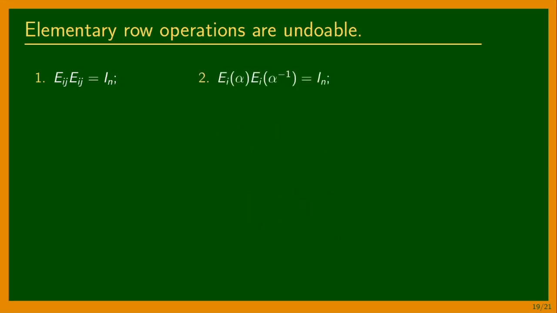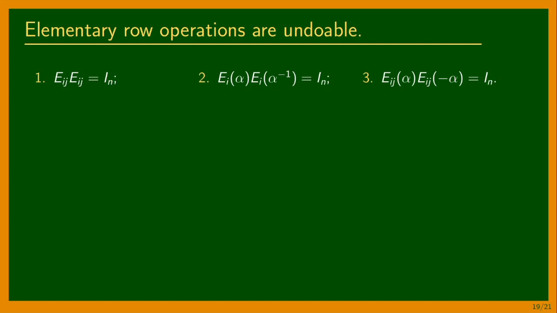On the other hand, this means that if you multiply a row i by alpha and then multiply alpha inverse on the same row i, that cancels the operation and that will give us the identity matrix. Finally, if you do a type 3 operation Eij alpha and then you do another type 3 operation Eij minus alpha, the additive inverse, then you will get the identity matrix.